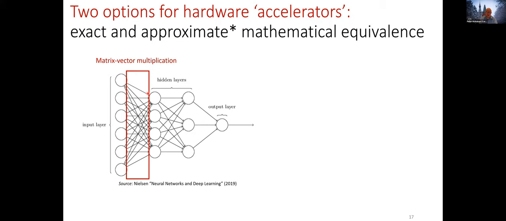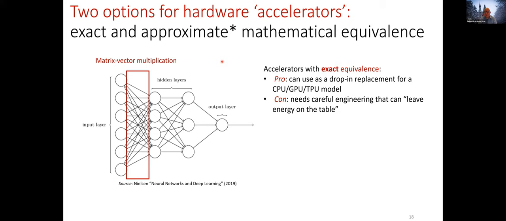And if you do this, the big pro is that you can then take a neural network that was trained for a CPU or GPU or TPU, and the weights that are trained, you can exactly use them again in your new accelerator. And the goal there is to make an accelerator that exactly does this mathematical operation, but just does it faster or with lower energy than a CPU or a GPU or a TPU could.